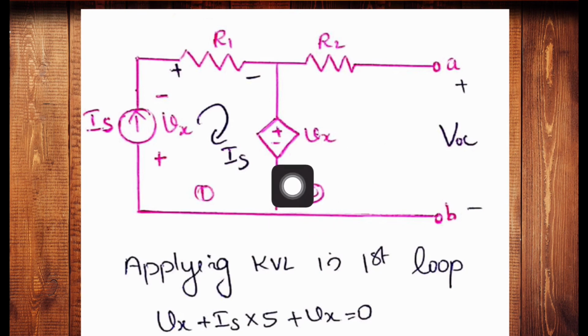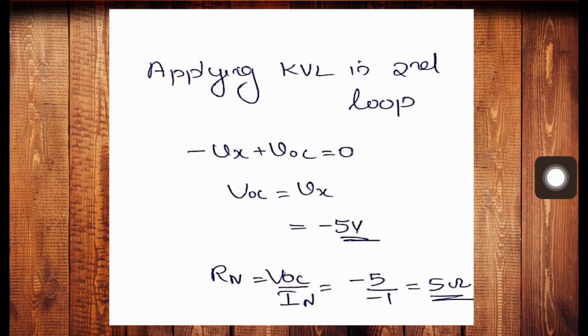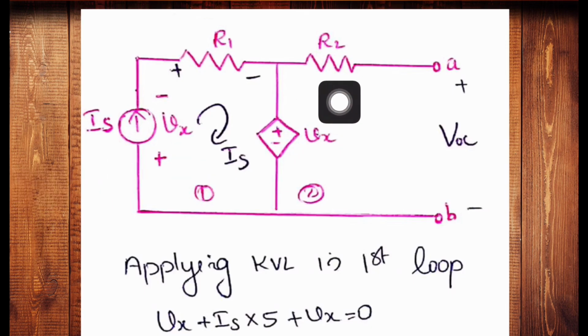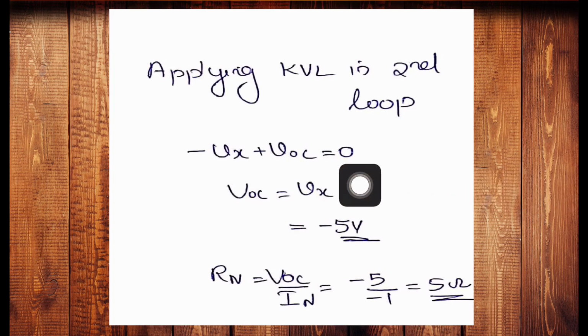Starting at this point, first we observe this dependent voltage source Vx with the polarity mark minus plus. So we start our KVL equation with minus Vx. Then the voltage drop across this resistor R2. Since these terminals are open circuited, there is no current flow through this resistor and hence no voltage drop across it. Finally, this open circuited voltage VOC with the polarity mark plus minus. So we add the term plus VOC and we get minus Vx plus VOC is equal to 0, or VOC is equal to Vx. By substituting the value of Vx, we get VOC is equal to minus 5 volt.